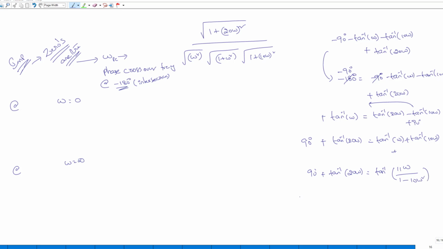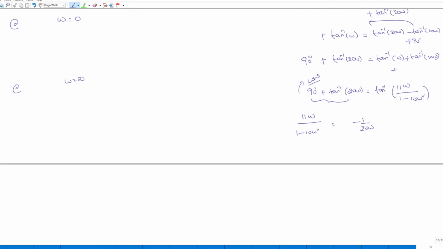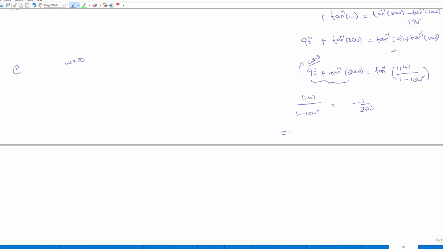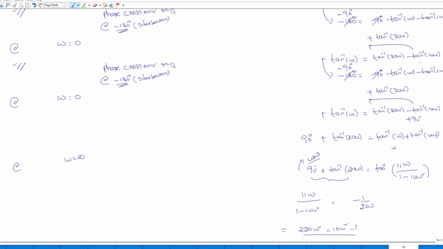Now consider taking tan on both sides. The tan of 90 plus theta is minus cot theta, so for 20 omega it is minus 1 by 20 omega. So by substituting the value, 11 omega by 1 minus 10 omega square is equal to minus 1 by 20 omega. You will find that the omega value is always imaginary, so it is not cutting anything on the real axis at all. So we are happy, there are no issues, and we can draw the plot easily. This is one type of special case. Here it is always imaginary, that we have concluded.